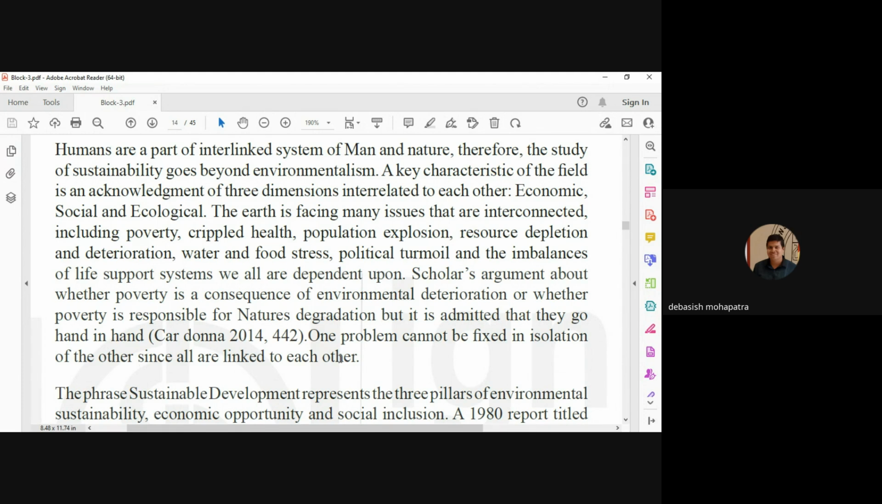It's very true. See, if the environment is deteriorated, then obviously you will fall ill. If you fall ill, you have to go to the hospital, you have to spend money. So indirectly you are becoming poor, or poverty is caused by environmental deterioration. In the same way, when you are poor, you will not go for sustainable things. You will go for cheaper things, and cheaper things may not be produced in a sustainable way. So environmental degradation, poverty and sustainable development all go hand in hand.